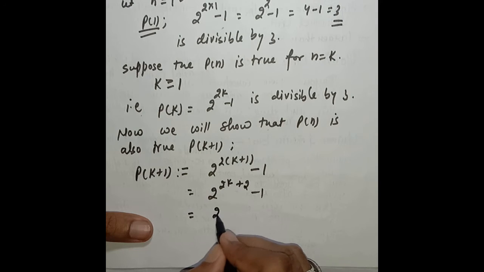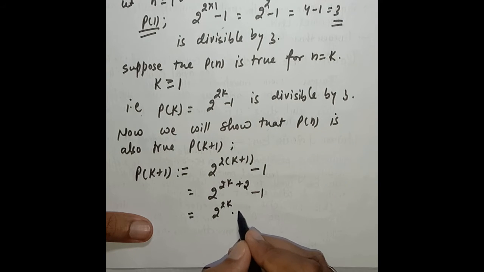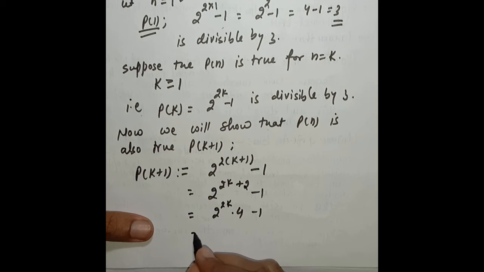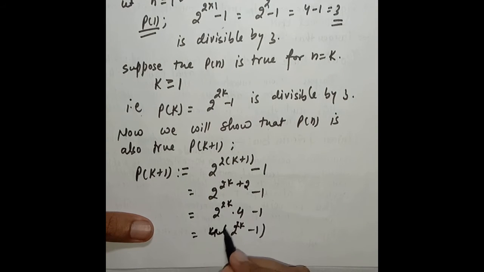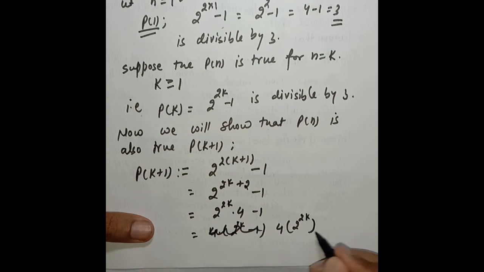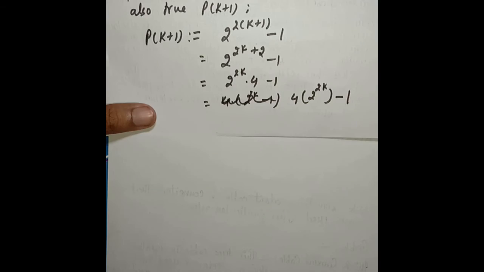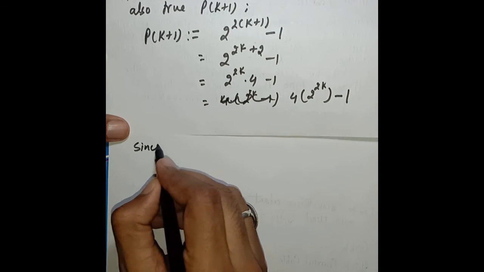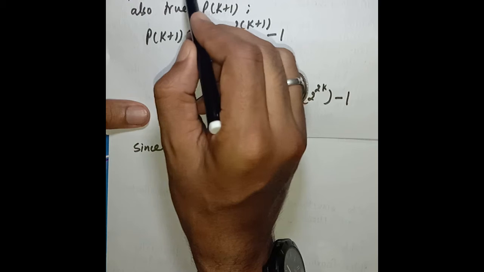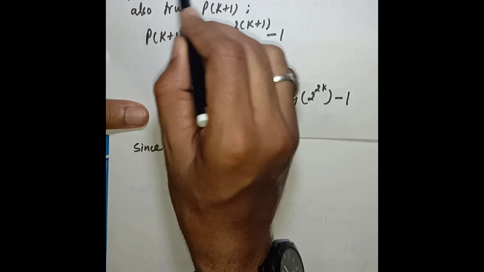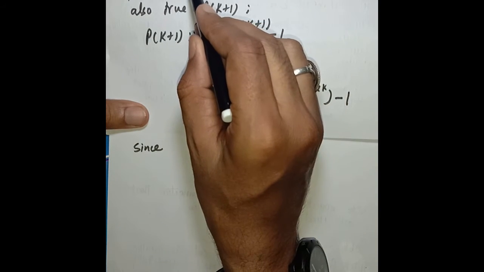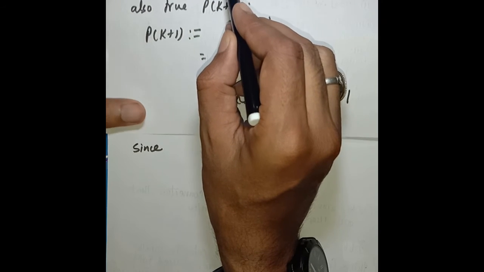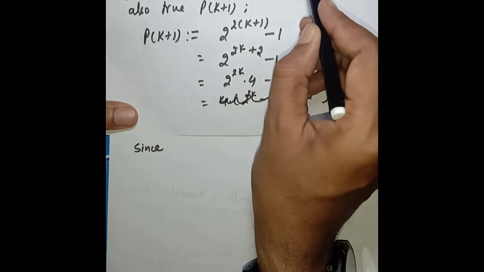This implies 2 to the power 2k into 4 minus 1. We can write it as 4 into 2 to the power 2k minus 1. Since we have already assumed that the statement is true for n is equal to k, that means 2 to the power 2k minus 1 is divisible by 3.